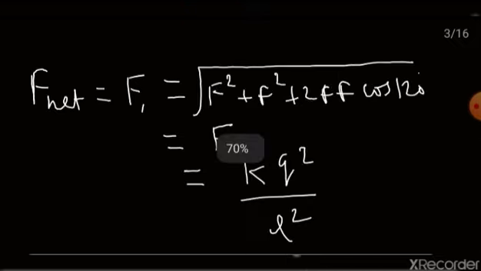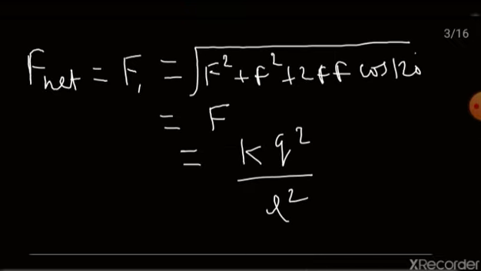So the F net, which is the force acting on the Q1 charge, I have shown as F1. This is the net force which is acting on Q1. So this will be under root F square plus F square plus 2 F into F cos 120, because the angle between both the vectors is 120 degrees. If we solve this out, we will get that the resultant is F.